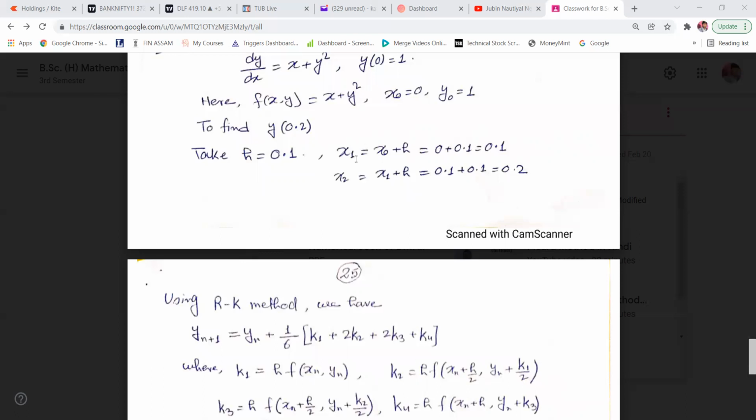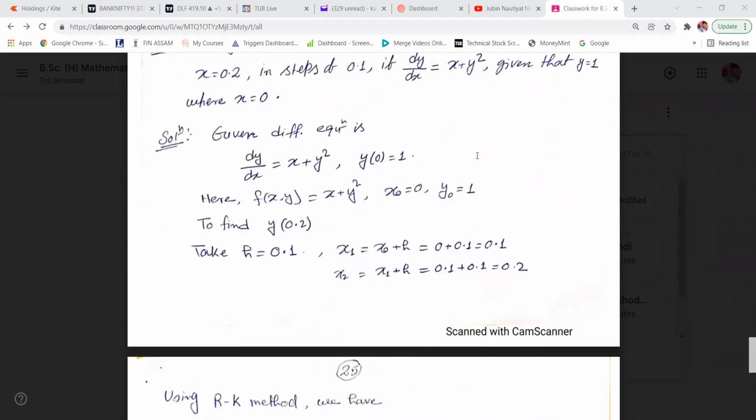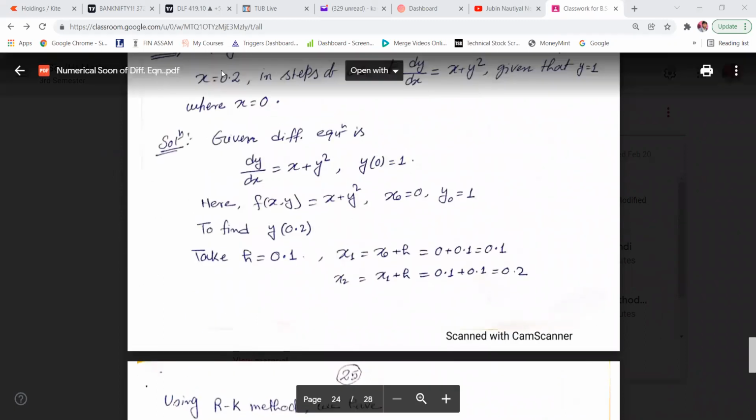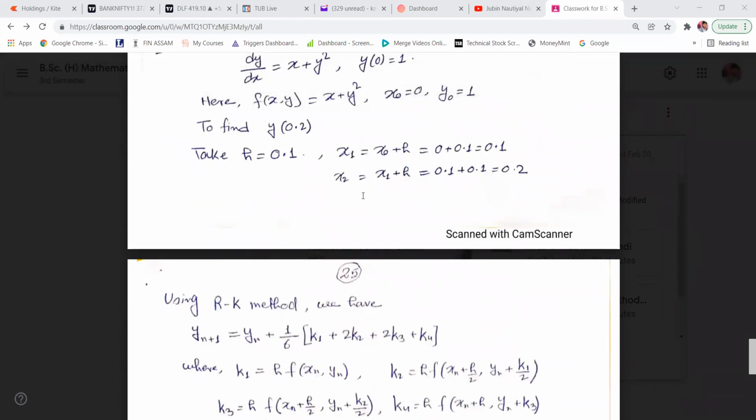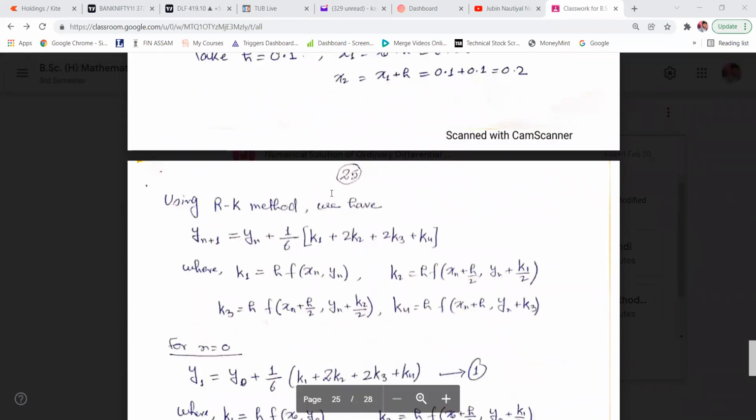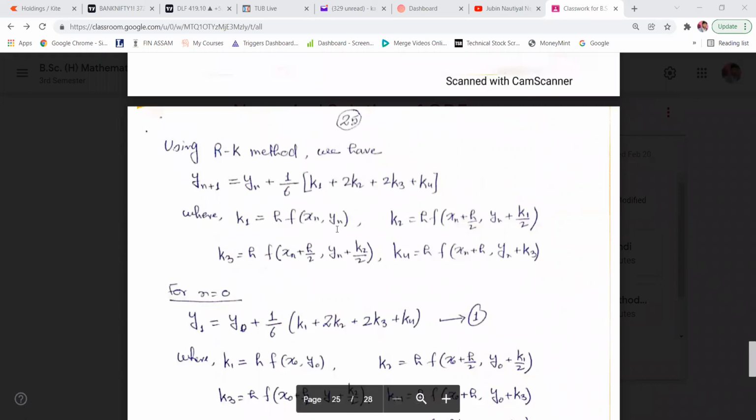So x1 will be x0 plus h. We already know that x0 is 0, so 0 plus 0.1 will be 0.1. Then x2 will be x1 plus h, that means 0.1 plus 0.1, that is 0.2. And you need to find the value at 0.2, that means at x2. Now use the RK method.